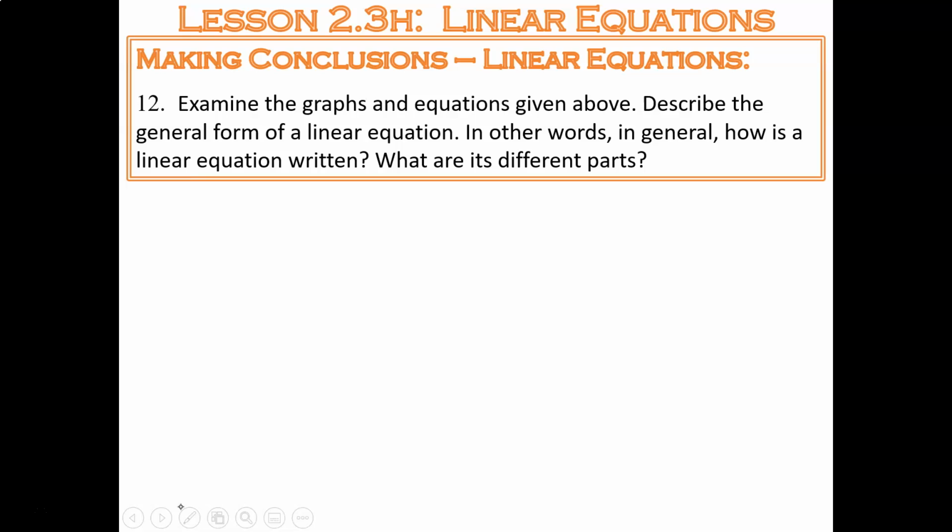All right, number 12 says, examine the graphs and equations given above. Describe the general form of a linear equation. In other words, how is a linear equation written? And we know this. We have beaten this one to death. It's written in y equals mx plus b format usually. So the m, when it's in this format, is the slope, and the b is the y-intercept.